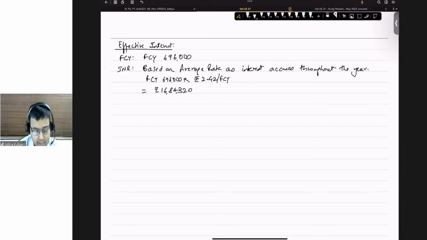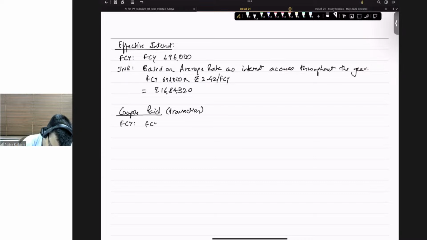16,84,320. This is the foreign currency loan interest which you will be recording. Okay. What is the next thing that you have done? Sir, I have paid a coupon. Coupon paid. This is a transaction. So in foreign currency terms, how much did you pay? Sir, we have paid 6 lakhs.